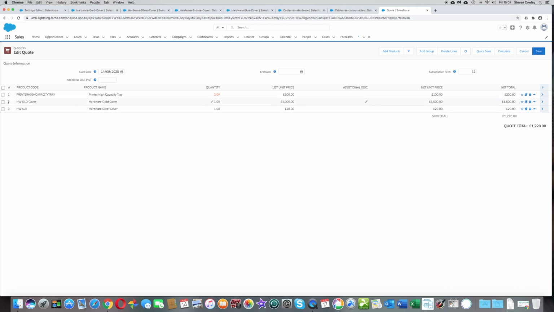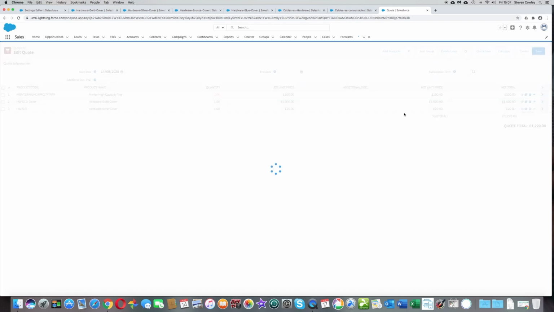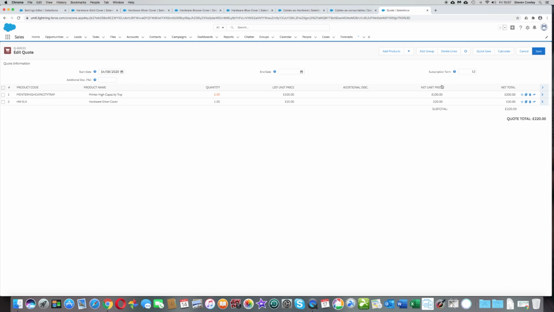I'm just going to delete off this gold cover, just to make it a bit clearer what we're looking at. So we have silver cover, and it is 10% of the list price, which is £100, and there's 2 of the units, so if we calculate that out, it's 10% of the 2 units, so £20. If I take that down to 1, just to make it even clearer, I've got 1 year's worth, 10% of the list price.